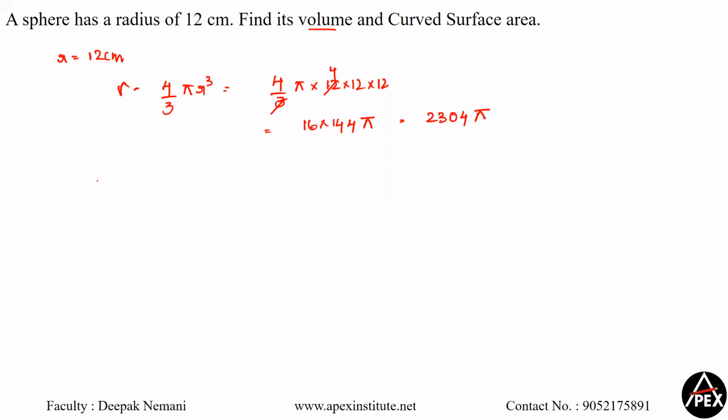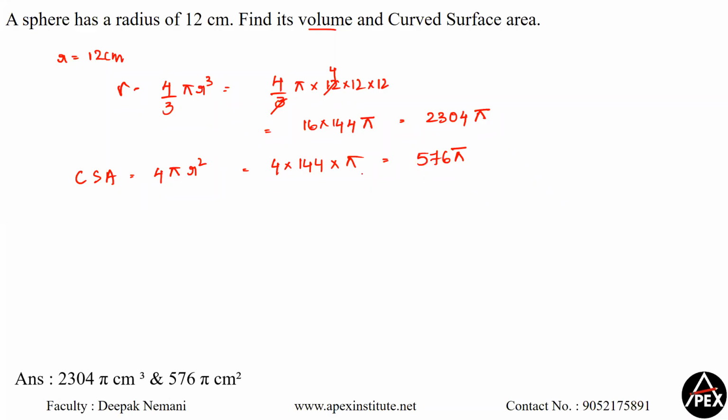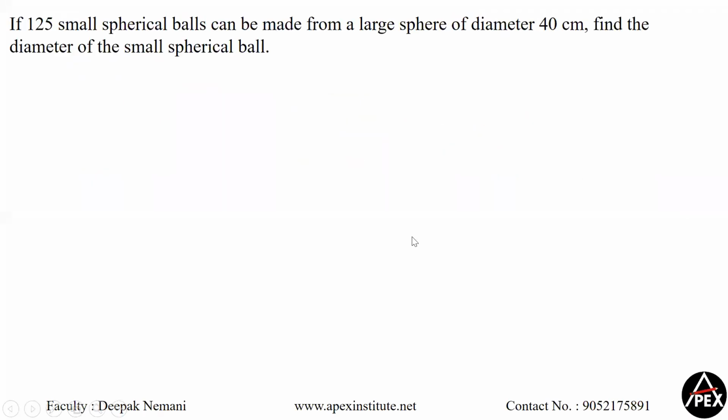And coming to curved surface area. Curved surface area is 4 pi r square. So 4 into 144 into pi. So this should be 576, isn't it? Yes, because 24 square. So 576 pi. So the answers for this question should be 2304 pi and 576 pi. And this is volume, so centimeter cube, and this is area, so centimeter square. Okay. Clear, guys?